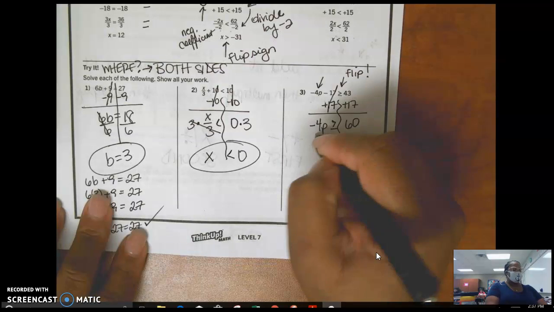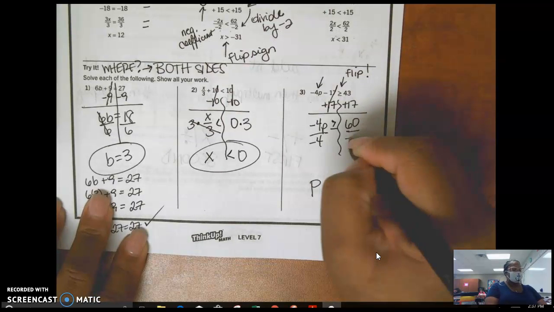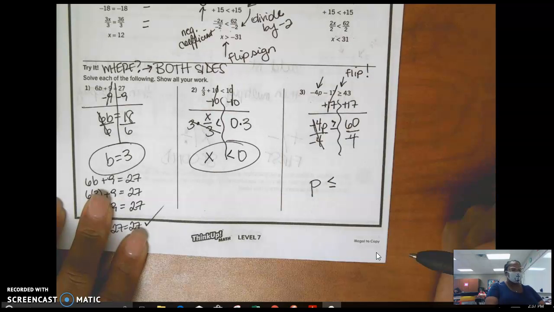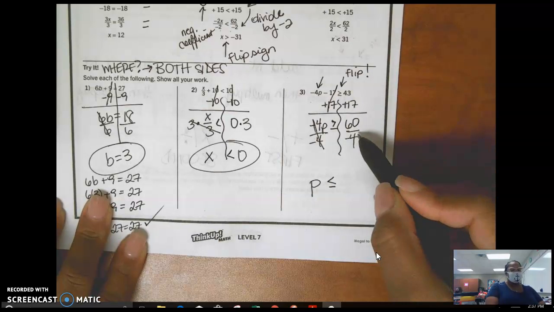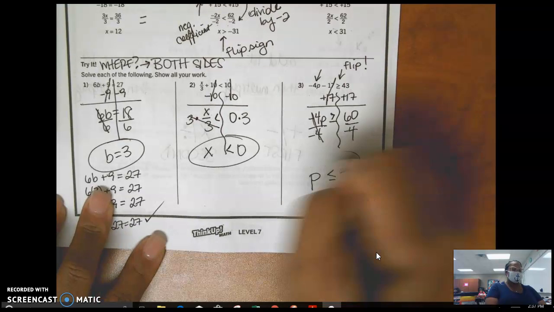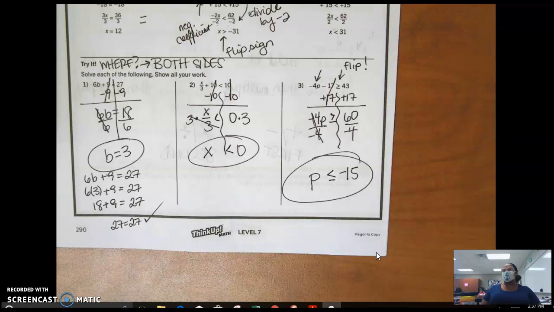Divide by -4 on the left. Divide by -4 on the right. Now my sign flips. Cross these out. What's 60 divided by -4? Excellent. Because 4 goes into 60 15 times, and a positive divided by a negative is a negative.